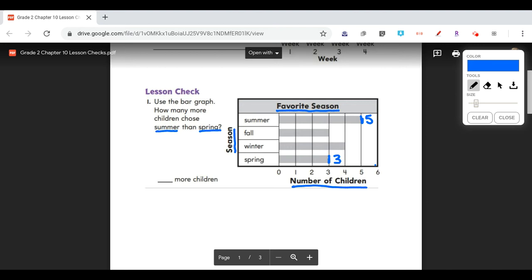So when we compare 5 and 3, we can just do 5 minus 3 to get 2. Or if we're looking at our bar graph, we can see that there's 2 blocks that summer is further than spring. So that also can be how we can compare them. We can count them using the bar graph itself. But either way, we said that there were 2 more children that chose summer than spring. Okay? So now, let's go to the next example.